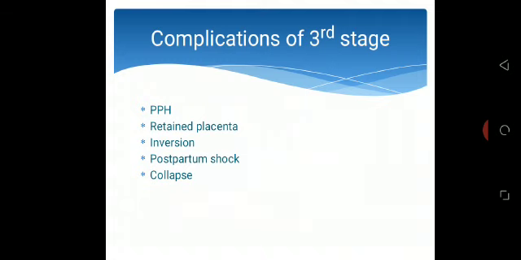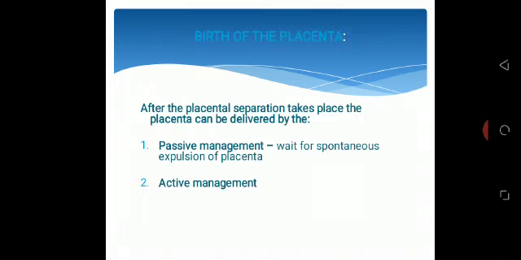And the third stage of labor is the most important stage in obstetrics, because the most common complications which can lead to maternal mortality occur in the third stage. These complications include postpartum hemorrhage, retained placenta, acute inversion of the uterus, and postpartum shock or collapse. All these are the complications of the third stage of labor. And so the management of the third stage is very, very important.